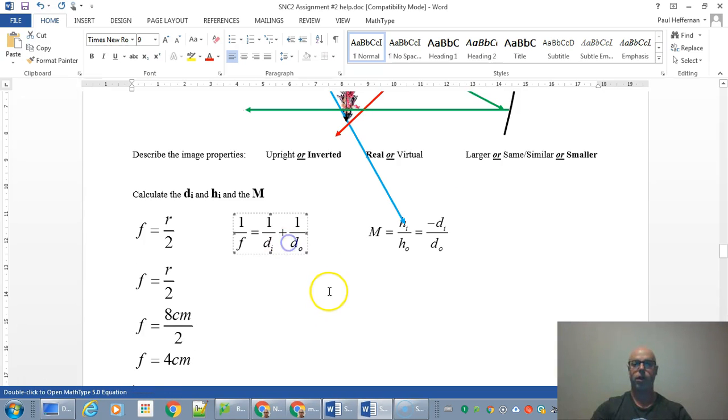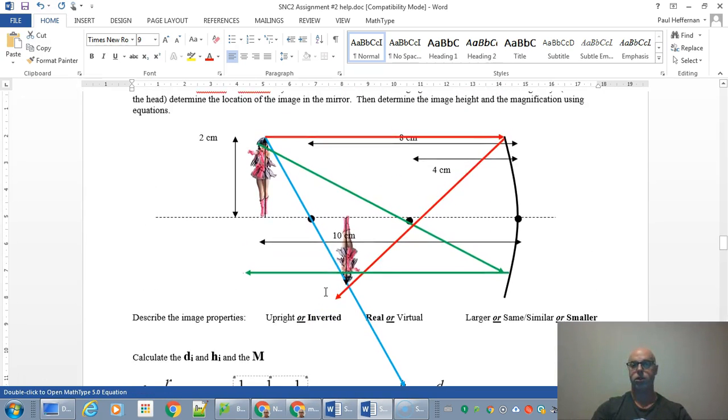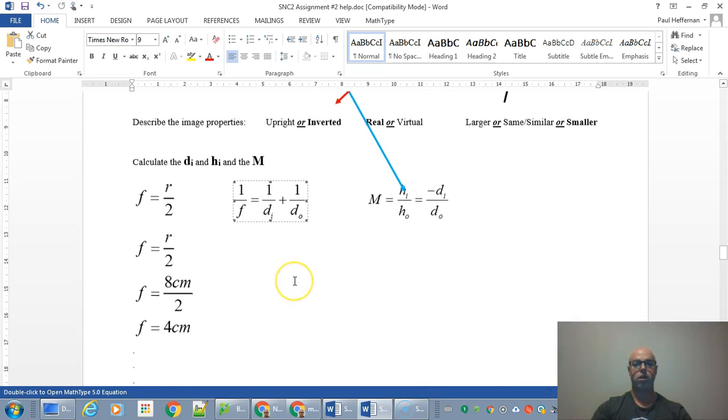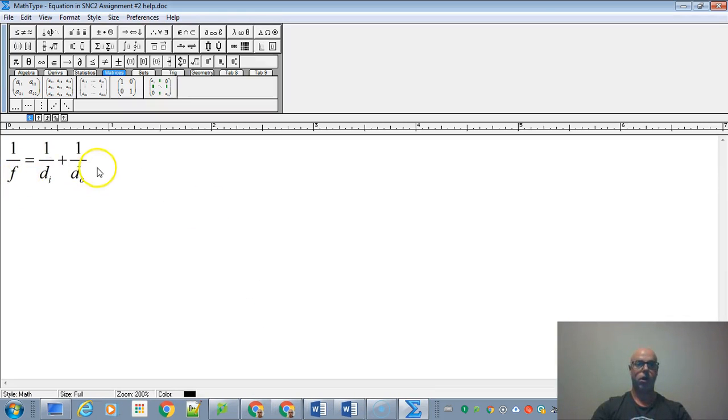Okay, now what we'd like to do is find the location of the image. So hopefully it'll be somewhere between 0 and 10 centimeters. So we'll find out. Okay, so we're going to use the focal length formula. Okay, just tab that over. There we go. Okay, so the focal length was 4 centimeters.